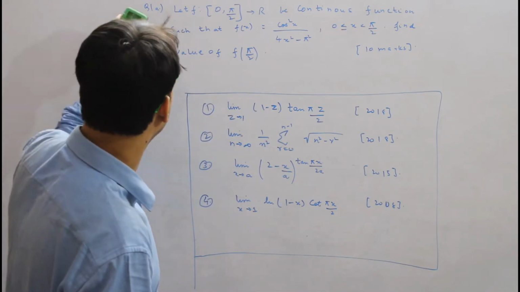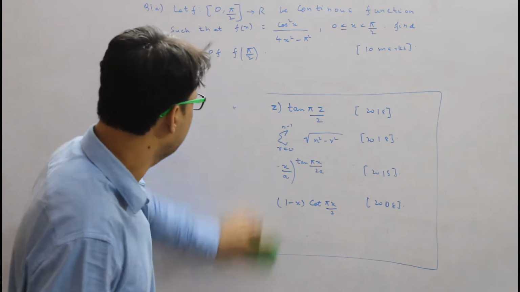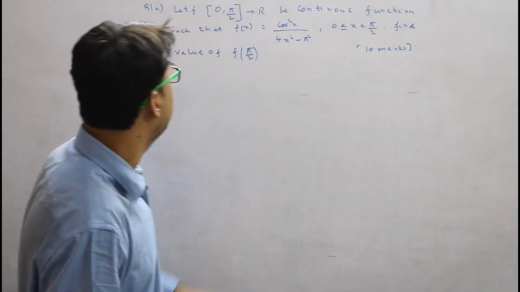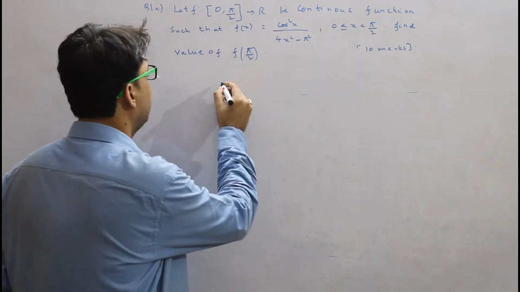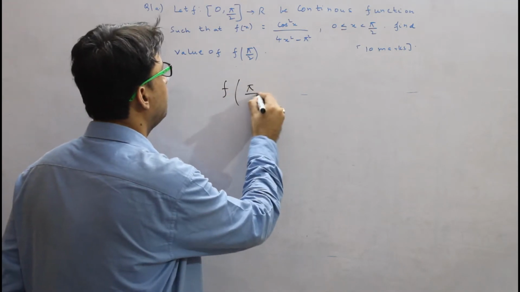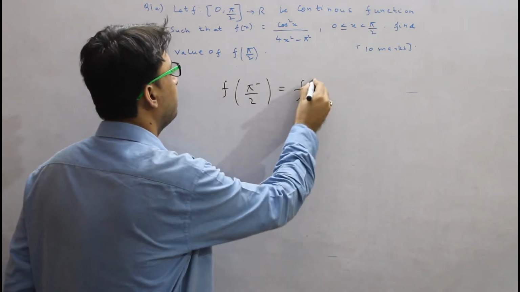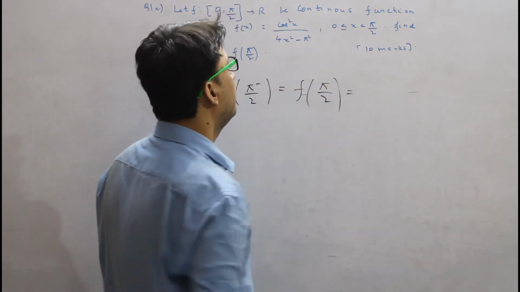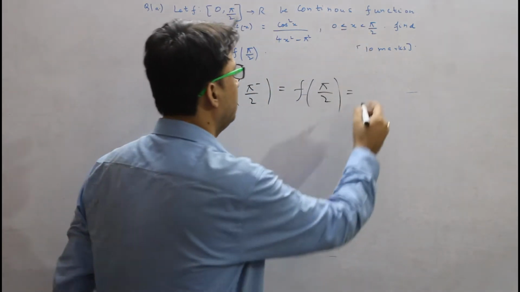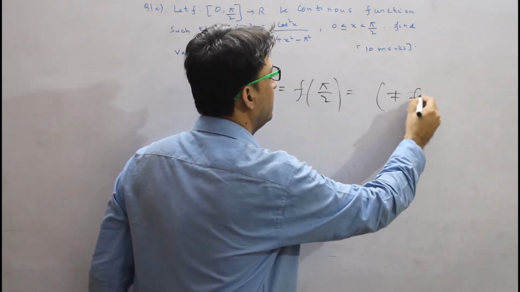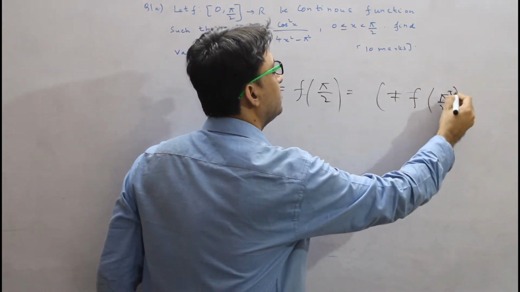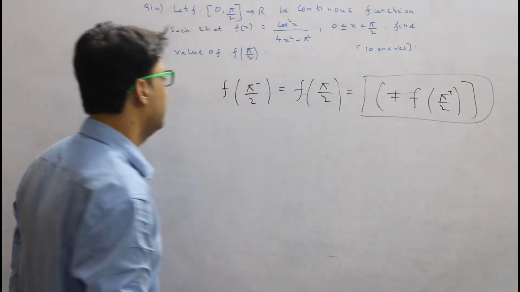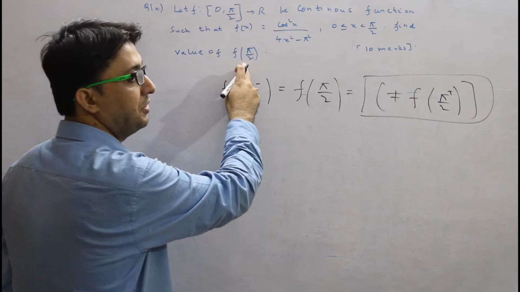So I am going to solve this question, that is question number 1a. It is saying that it is a continuous function. So we can write here that f of pi by 2 minus is equal to f of pi by 2, by virtue of continuity. But here it is an open interval, so we will not write it equal to f of pi by 2 plus, because it is an open interval. So this is not to be factored in. So we have to find the value of f of pi by 2.